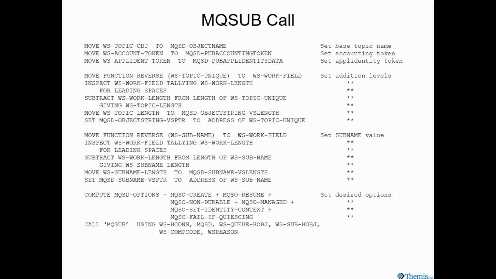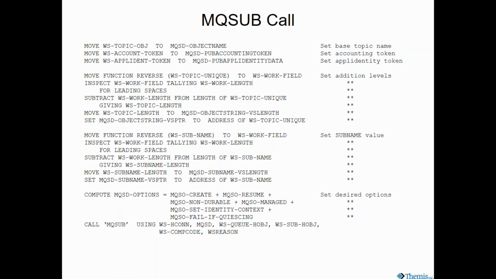Okay, so now the fun. Using the variables I had predefined earlier, I supply the topic object to the object name. So I'm setting the base topic, setting accounting tokens. Again, I can have this permanently supplied as part of the subscription, or I can do it as I publish. Now, function reverse into the work field.